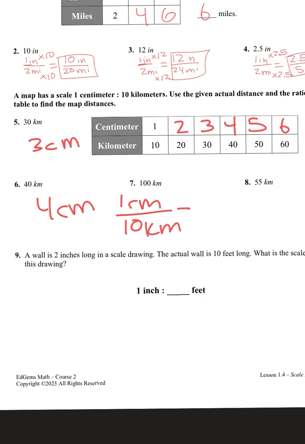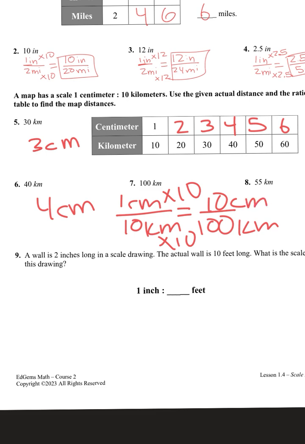And if we want to convert the kilometers to 100, we've got to ask ourselves, what do we multiply 10 by to get 100? And that's 10. And whatever we do to the bottom, we also have to do to the top. So 1 times 10 is 10. So in this case, 10 centimeters on the map is the same as 100 kilometers in real life.